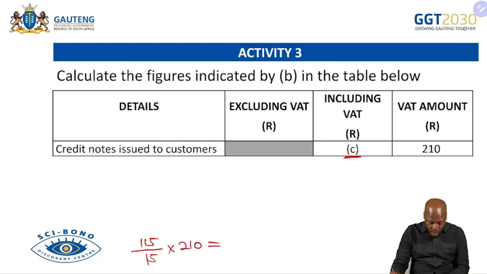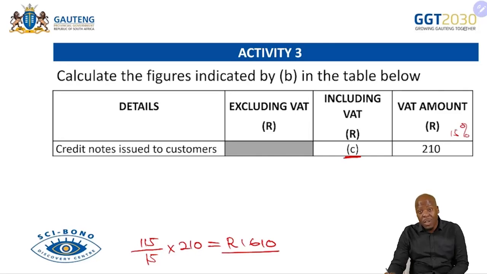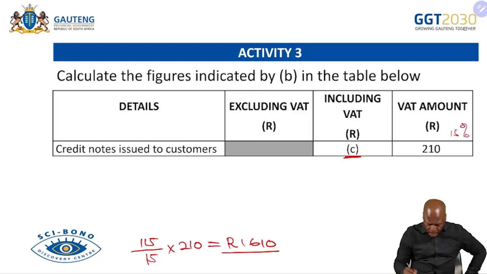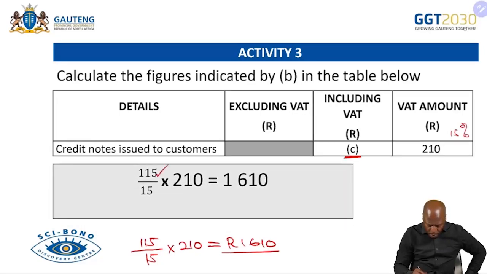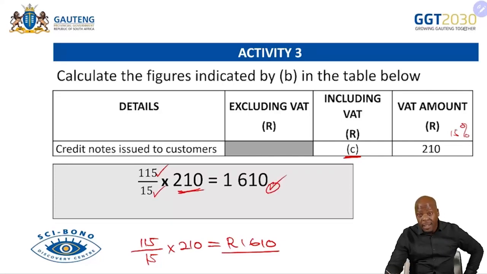So it's 115 that we want, over 15, that is the VAT amount that we have here, 15%. Then multiply by the 210. How much do we get? Someone is saying 1,610. All right, so that becomes your C. Let's see how it would appear. It would be 115 over 15 multiplied by 210. It gives you 1,610. Simple.